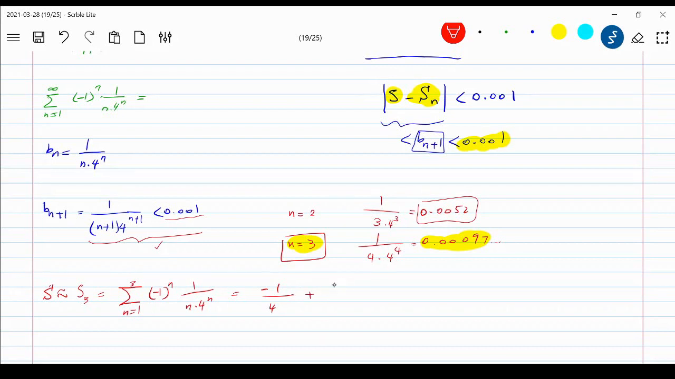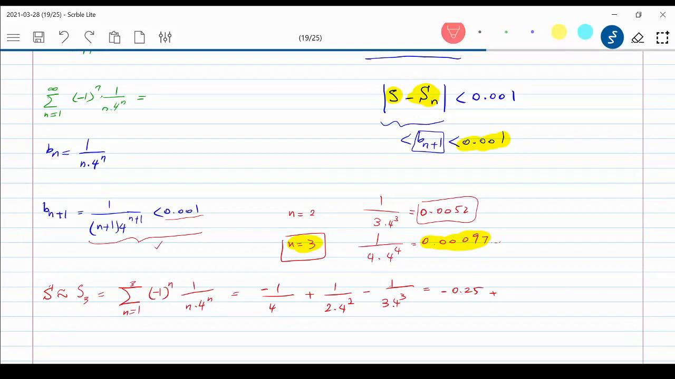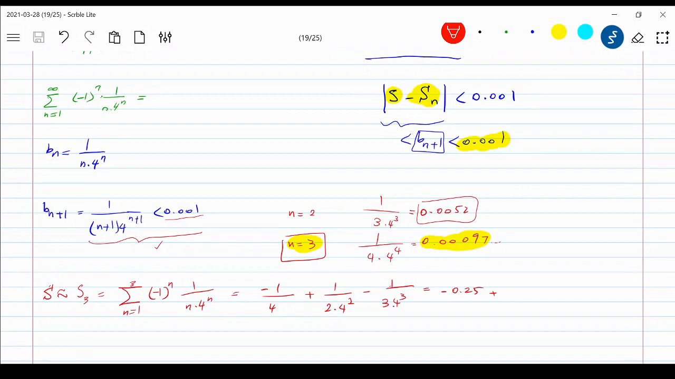Just make sure that you double check my work so I don't make any mistakes. Then for n equals 2 it would be 1 divided by 2 times 4 to the power 2, and minus 1 divided by 3 times 4 to the power 3. We already have negative 1 over 4, which is negative 0.25, plus 1 divided by 2 times 4 to the power 2, which is 0.03125. And then if I divide by 3, I got this number already, 0.0052.